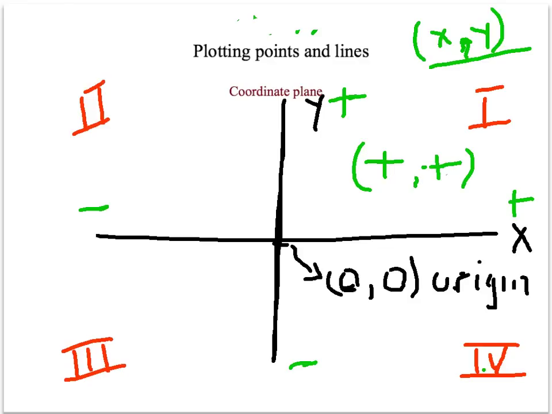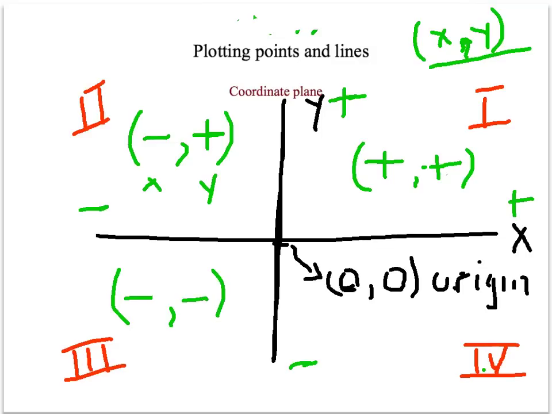In the second quadrant, our x is negative and our y is positive. If you want a good way to remember what comes first, it's alphabetical. X comes before y in the alphabet, and that's the same deal with the ordered pairs. In the third quadrant, they're both negative. And in the fourth quadrant, we have positive x, negative y.